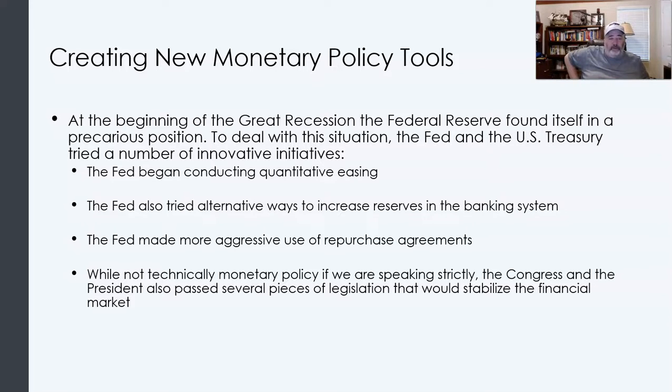At the beginning of the Great Recession, the Federal Reserve found itself in a precarious situation. They tried a number of innovative initiatives, quantitative easing, alternative ways to increase reserves in the banking system. They did that and did it for over a decade, called interest on excess reserves. That's as close as they got to make it. Don't worry about repurchase agreements. Those are repos. There's also reverse repos, and don't worry about that.